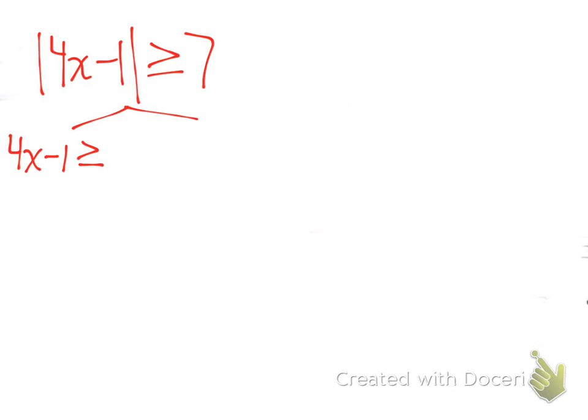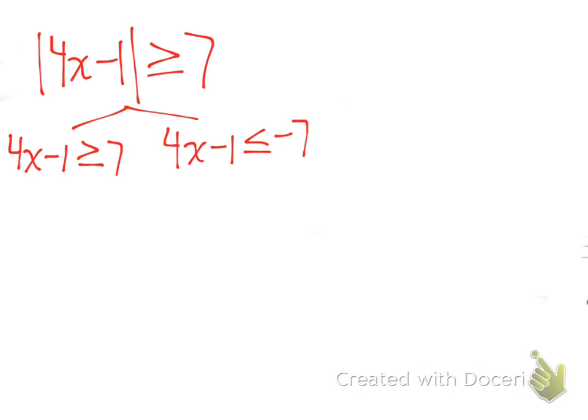Yep. No, you're right. Greater than or equal to 7. Very good. Somebody else new, tell me my other one. Less than or equal. Very good. Okay, so our other one would be 4x minus 1 is less than or equal to negative 7. So again, we flip the inequality symbol and we change the sign.